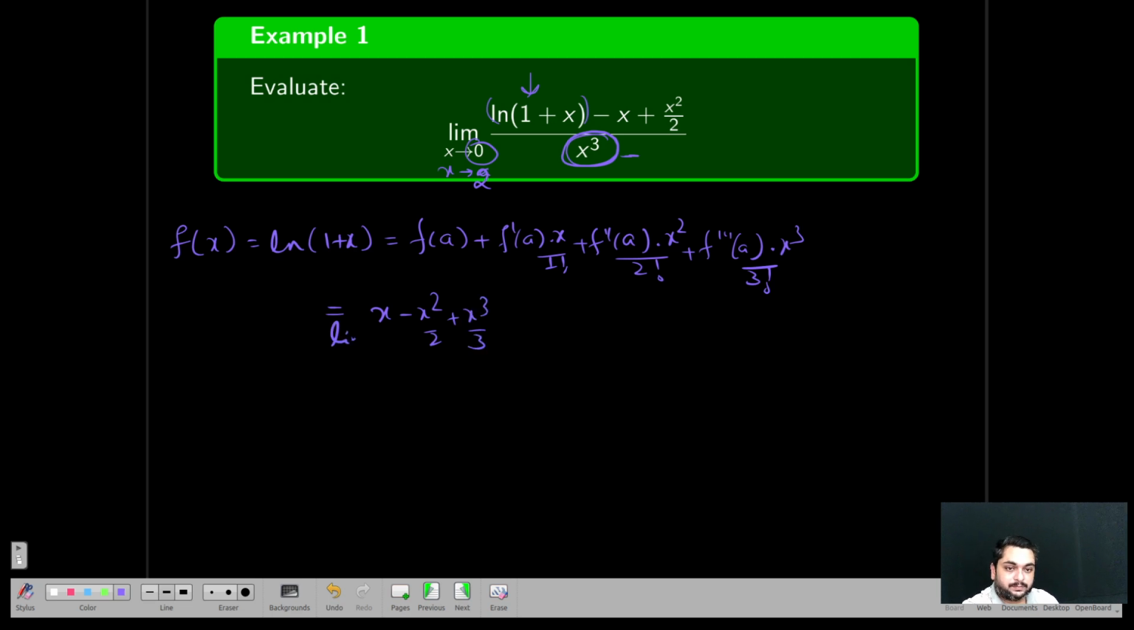So limit x approaches 0, then minus this, minus x plus x square by 2, whole divided by x cube. So these terms get cancelled. So x cube by 3 divided by x cube is 1 by 3. So easily you can get the answer. Okay.